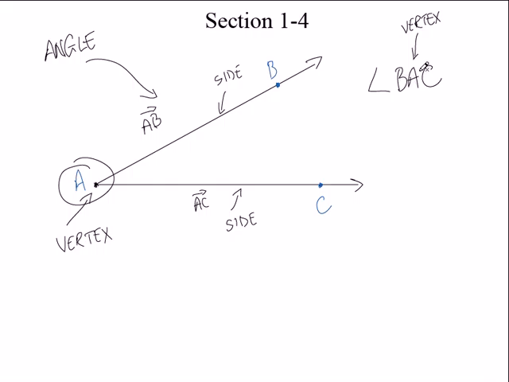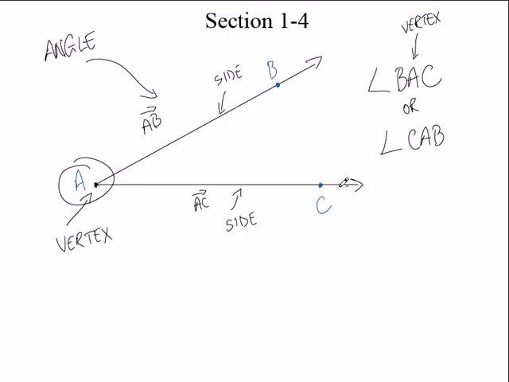What about the B and the C? Do you think it matters? No. It only matters that the vertex is in the middle. These other 2 points right here don't make any difference. So I could call this what else? CAB. Angle CAB. Doesn't matter which way I call this. Everybody with me?